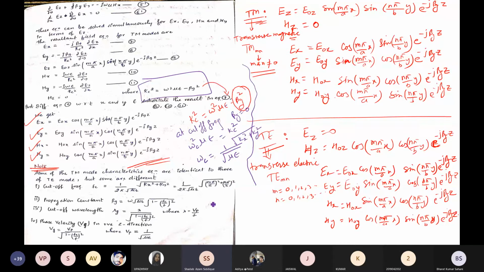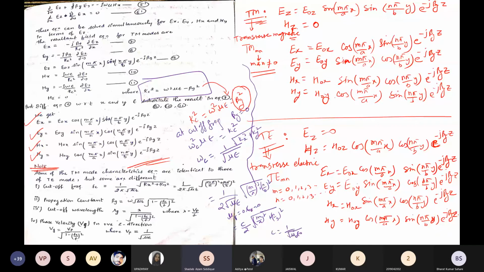If you take pi common, fc can be written as 1 by 2 root under mu epsilon, root under (m by a) whole square plus (n by b) whole square. And if you check for a lossless dielectric medium or free space, where mu r is equal to 1 and epsilon r is equal to 1, this can be written as c by 2 square root of (m by a) whole square plus (n by b) whole square. That is the simplest formula, where c is equal to 1 by root under mu epsilon, mu naught into epsilon naught.